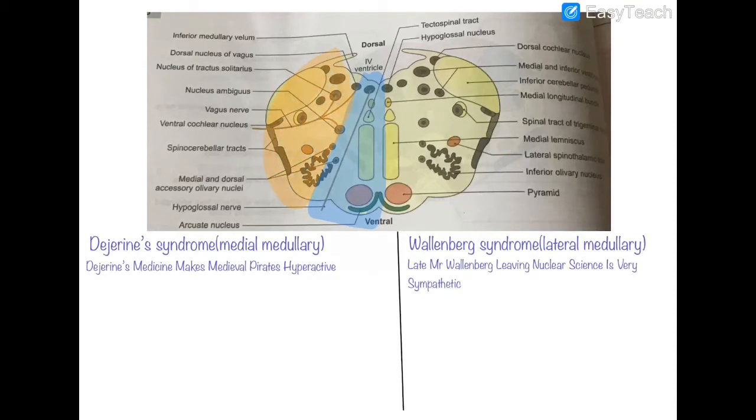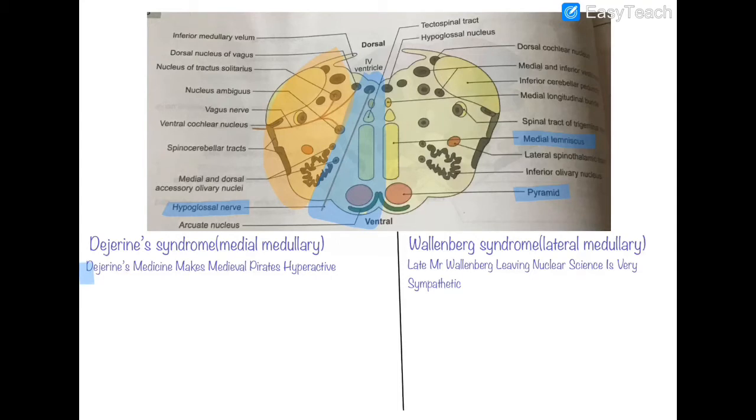A trick to remembering the effects of this syndrome is to first remember the structures which are affected, and secondly the symptoms for each individual structure. And the way to remember the structures affected is using mnemonics. So directly going to the first, Dejerine syndrome or the medial medullary syndrome, the structures affected here are the hypoglossal nucleus, the pyramid and the medial lemniscus.